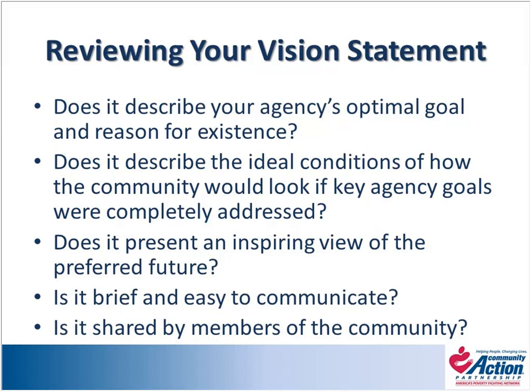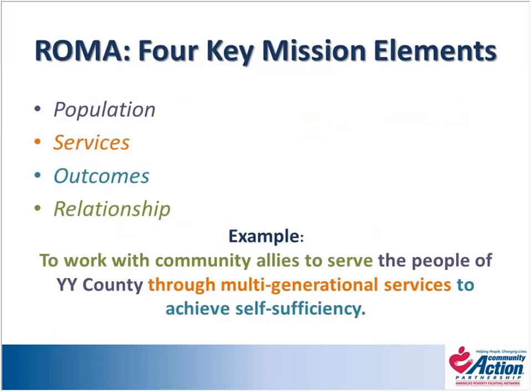All right, so on the next slide, talking about the key components of the mission, kind of based in the Roma curriculum. There are four different pieces to the mission that you want to look at, especially in accordance with Roma. So these are population, services, outcomes, and relationships. When you're looking at these, the population is really looking at, who are you serving? What is unique about them? Where are they located? Those are just some things you want to consider.